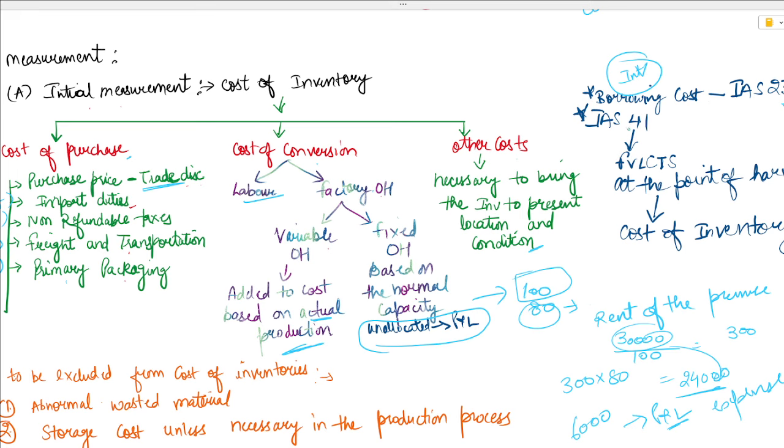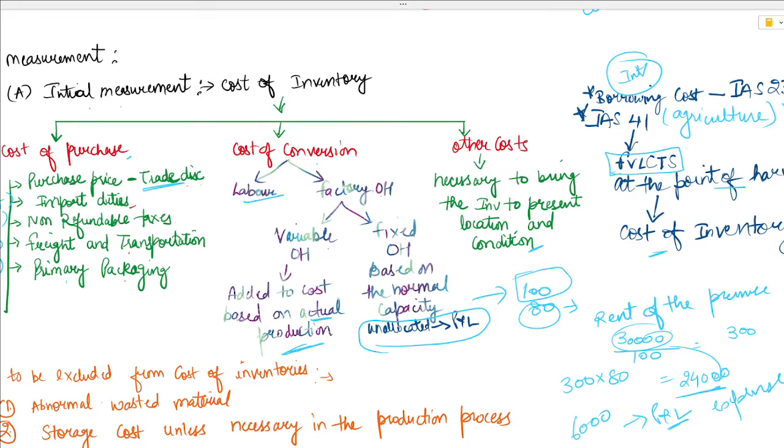Then IAS 41. We studied earlier that IAS 41, which is agriculture, says that till the point of harvest, it will be in IAS 41 and not in IAS 2, right? So after the point of harvest, if you are in that business only and you are using it as inventory, obviously you have to put that in inventory. But what value will you take for that? You will take fair value less cost to sell, right? At the point of harvest, that will be included in the cost of inventory.